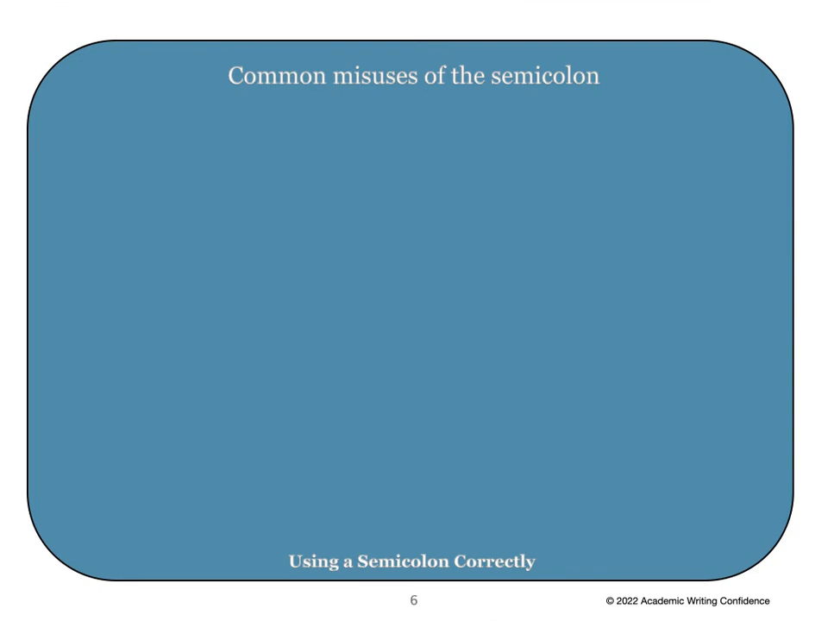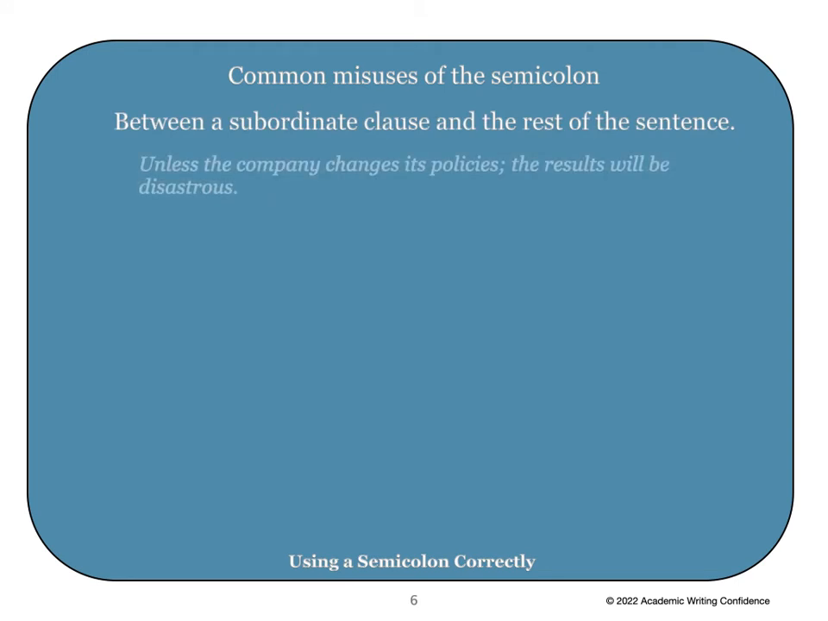Now let's talk about some ways that you should not use a semicolon. There are some common ways that the semicolon is misused or not used correctly. The first way is between a subordinate clause and the rest of the sentence. Unless the company changes its policies; the results will be disastrous. The first part of this sentence, before the semicolon, is a subordinate clause. It is not a complete sentence by itself. Unless the company changes its policies, is not a complete sentence, so we cannot use a semicolon here. A comma is what is needed for this sentence.